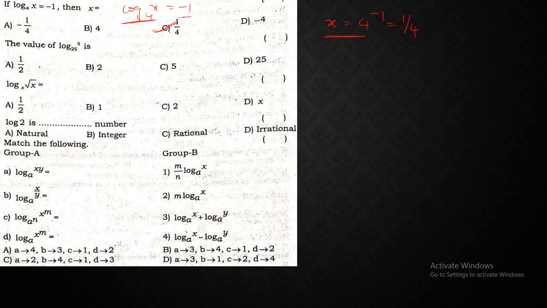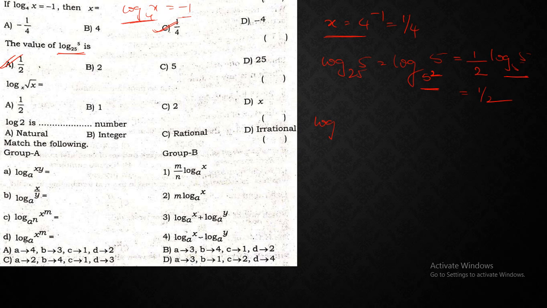Next, the value of log 5 to the base 25. Now log 5 to the base 25, I can write as 5 square in the base. Whenever you have a power in the base, that power will come to the denominator. So I can write this as 1 by 2 into log 5 to the base 5. Log 5 to the base 5 is 1. So the answer is 1 by 2.